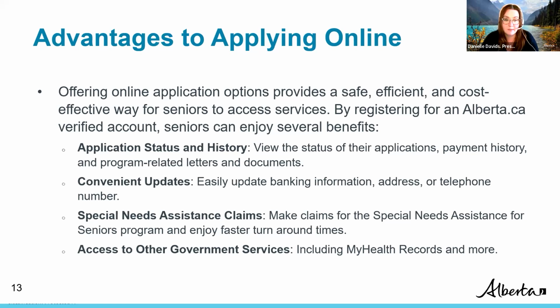The ability to do convenient updates. So you can easily update your banking information, your address, or your telephone number using an Alberta.ca online account. You can make special needs assistance claims through an Alberta.ca online account. I know we didn't go into a lot of details about special needs assistance in this session today, but say, for example, a senior wants to submit for reimbursement for a new bed that they're purchasing. They can make that claim through the online account, do it all online, upload their receipts or their estimates, and the turnaround time is quite a bit faster than mailing all those documents in.